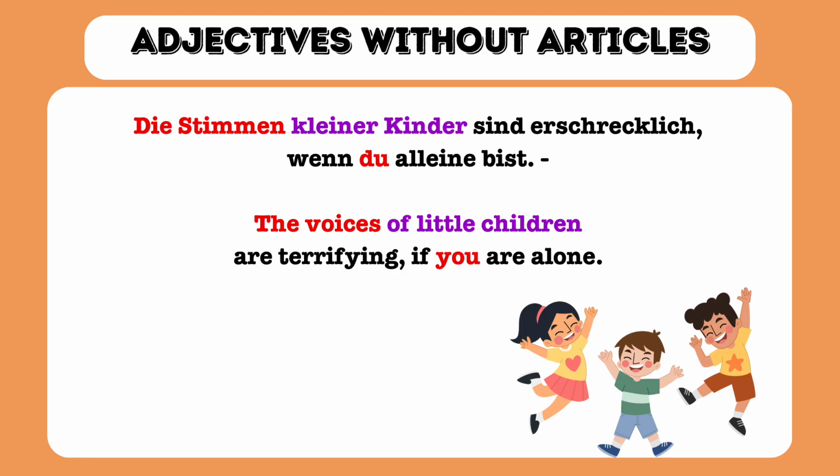Kleiner Kinder is in the genitive case to show us to whom the voices belong. This is genitive and plural, which means we have an R at the end of the adjective. Die Stimmen kleiner Kinder sind erschrecklich, wenn du alleine bist.